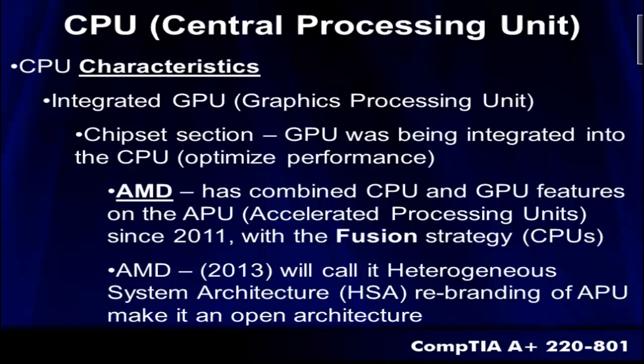So one of our processor characteristics: AMD combined the CPU and that graphics processing unit features on what they call the APU, the accelerated processing unit. That was in 2011 with their Fusion strategy. AMD plans, in 2013, to release something called Heterogeneous System Architecture, HSA. That's probably not going to be on the test at all. But what they're doing is rebranding their integrated graphics processing unit with that HSA architecture, and they're actually going to make it open architecture to the world at large.